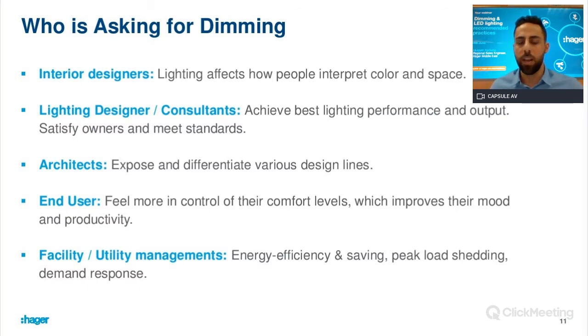Why do interior designers ask, or how? Because they know that the correct light interprets color and space. We see in every well-designed home that there are many details concerned with the lighting. We need to decrease the brightness here and there. We need to choose the correct color temperature here and there. We can do that with dimming, and dimming is the correct tool to do so.